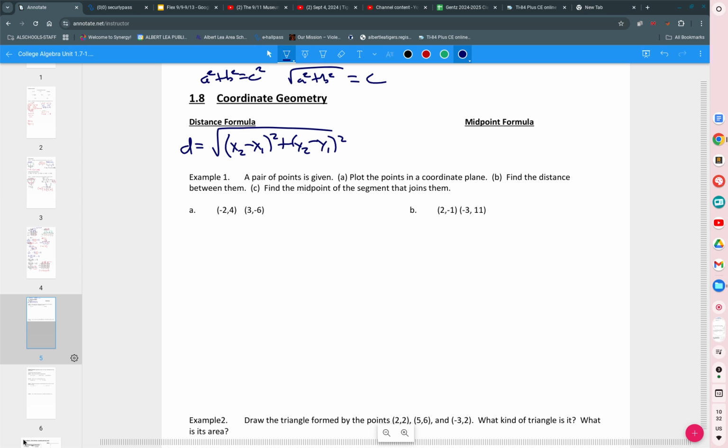Midpoint formula. What's the middle between 8 and 10? 9. How do you get that? You take 8 plus 10 to get 18. You divide it by 2 to get 9. The midpoint formula: you add the x values and you divide by 2. You add the y values and you divide by 2. This is the midpoint. You're going to have to do it on the test. You've had those before. Make sure you get them right.